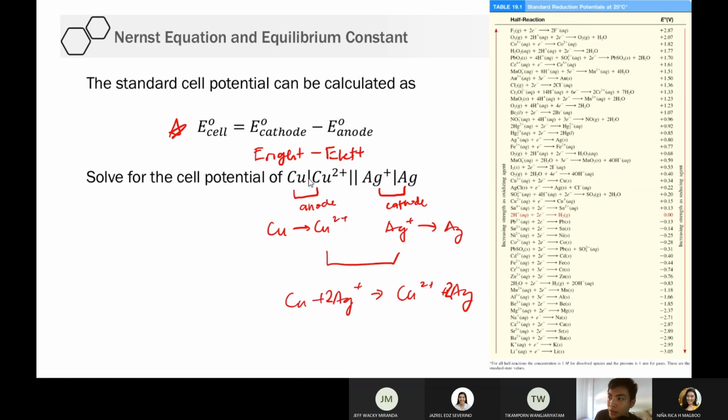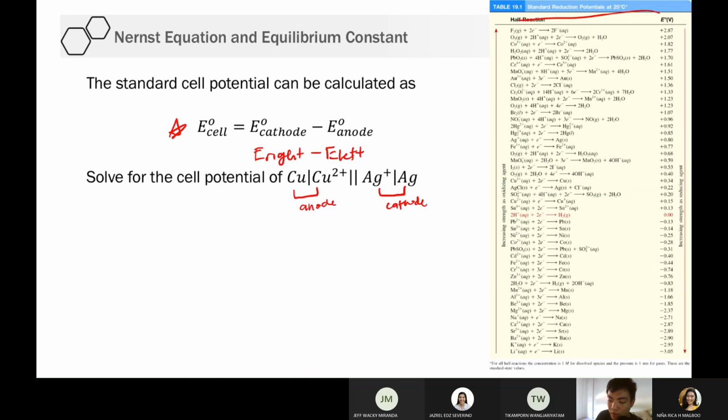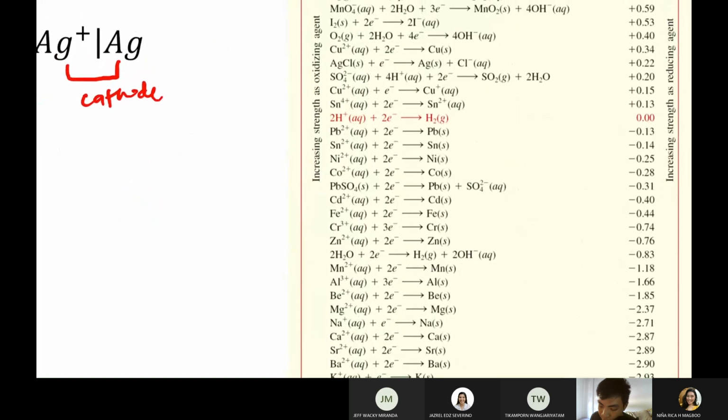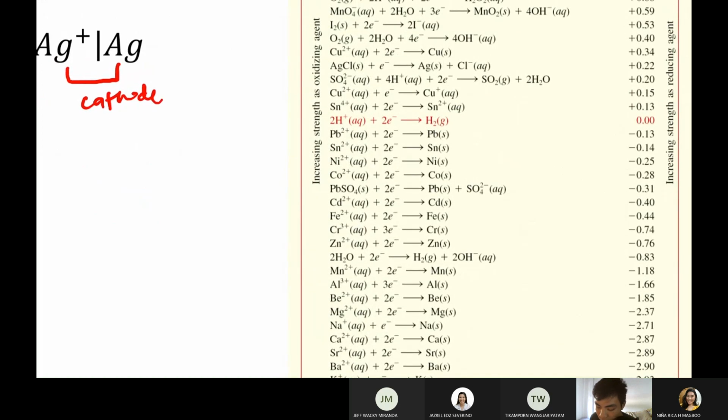Since we know that on the left is your anode, we will determine what is the voltage produced by this reaction. What is the cell potential produced by that? For you to know the potential produced by that reaction, you have to refer to the standard reduction potential table, the SRP table. So let's look for the copper 2 plus ion and copper metal in this table. All you have to do is to look for those ions in the table.